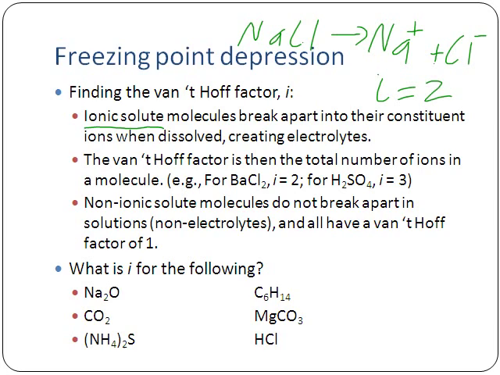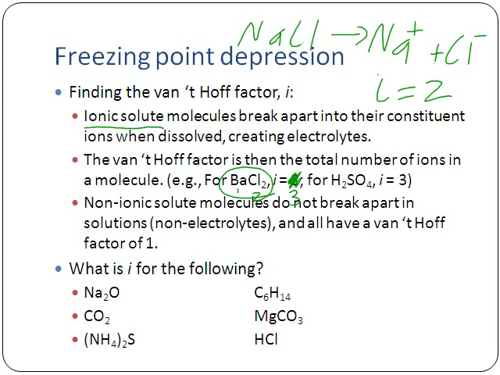Okay? So ionic solute molecules break apart into their constituent ions when dissolved, and then you have an electrolyte. The Van 't Hoff factor is then the total number of ions in a molecule. So if we had BaCl2, this is going to break into 1 barium ion and 2 chlorine ions. And so for a total of, that shouldn't be 2 right there. That should be 3. So let's get rid of that one right there. That should be a total of i equals 3 for this case, because we have 1 barium and 2 chlorines. And so the Van 't Hoff factor for this first one is going to be 3, BaCl2.